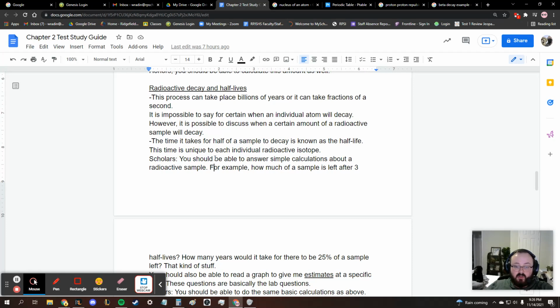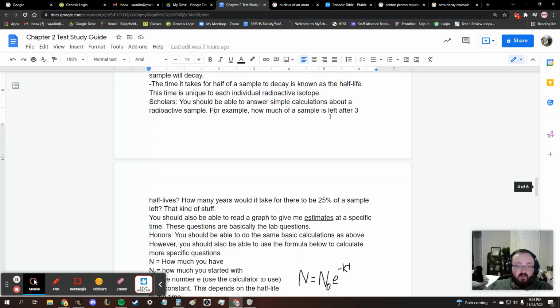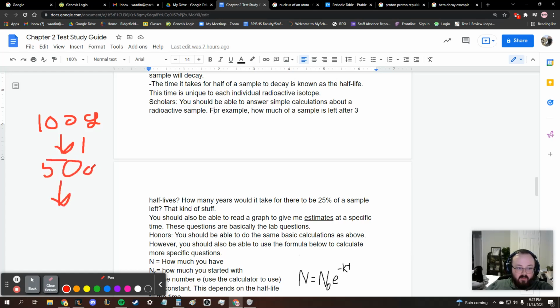For scholars, you need to answer simple calculations about a radioactive sample. These are kind of like the questions on the lab, which you'll be handing in before Thanksgiving. For example, how much of a sample is left after 3 half-lives? How many years would it take for there to be 25% of a sample left? So on and so forth. If you have 3 half-lives, just as an example, you start with 100 grams. After 1 half-life, you'd have 50 grams. Half of it's gone. After another half-life, you would have 25 grams. And after a third half-life, you would have 12.5 grams.